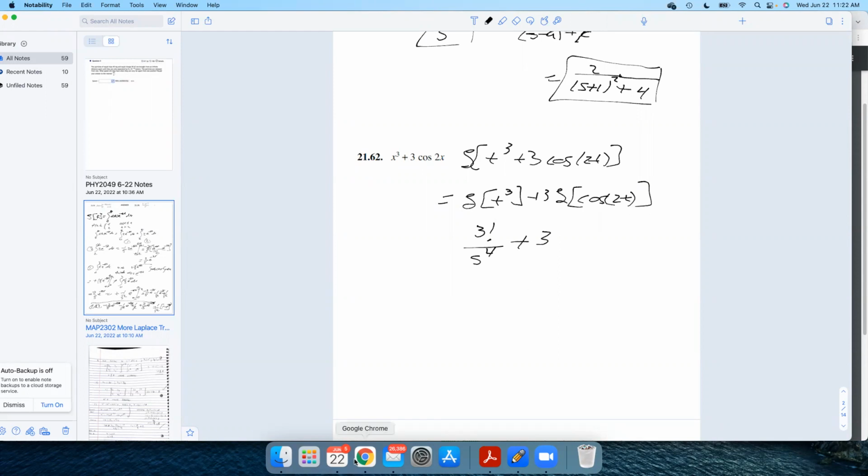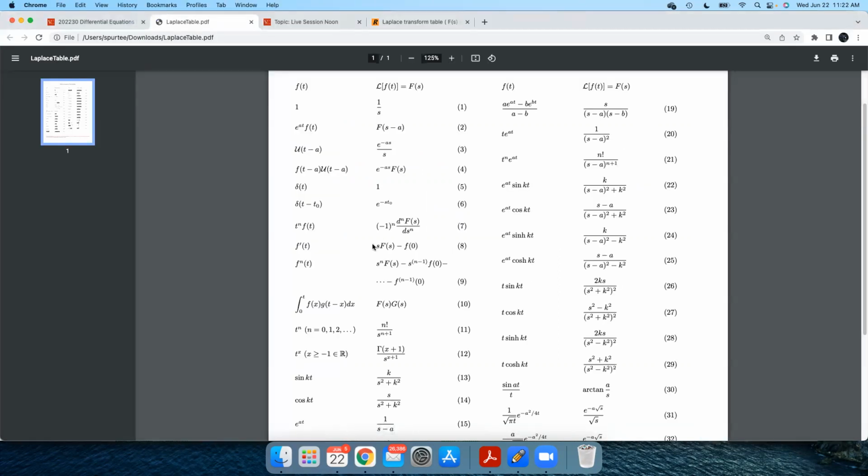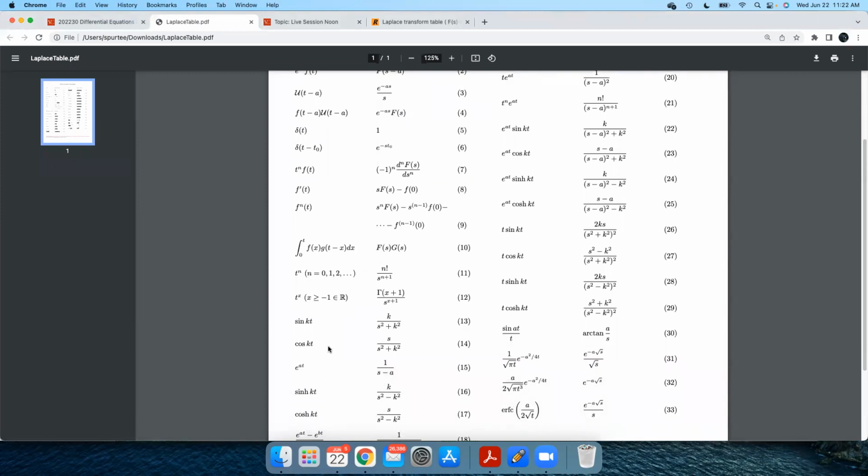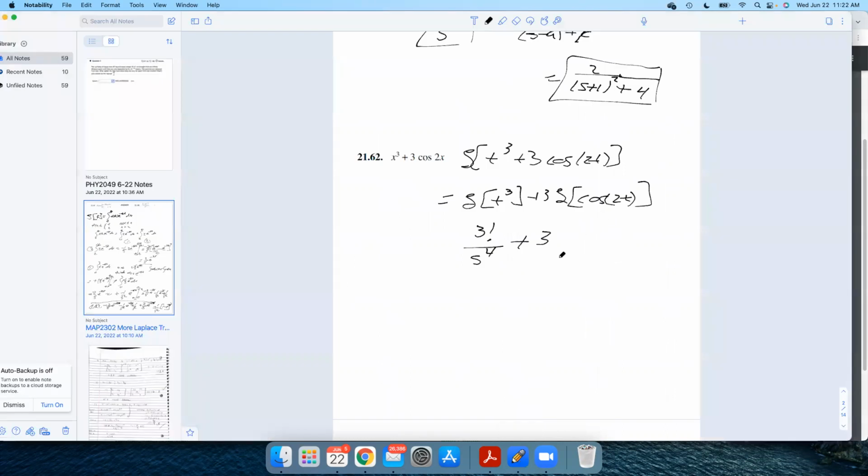Okay, we're going to have to look up cosine of 2t. So here we have cosine of kt. We get s over s squared plus k squared. Notice the difference between sine and cosine. For sines, you just have a number on top. For cosine, you have your variable, an s on top. We want this one. So that's going to be s over s squared plus k squared. And k here is 2. So I get an s over s squared plus 4. That would be that guy's Laplace transform.